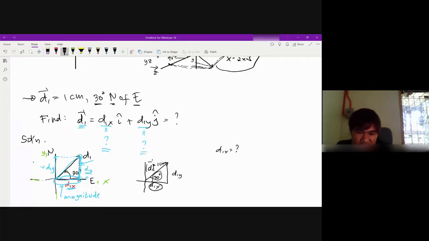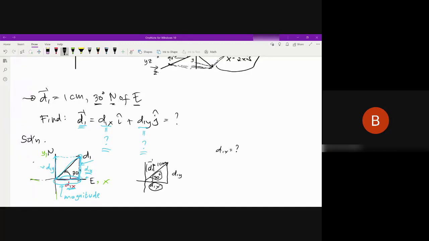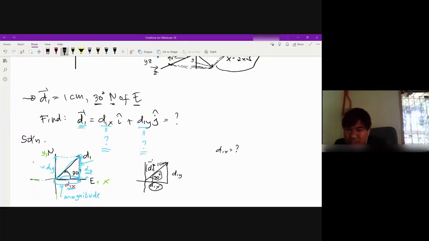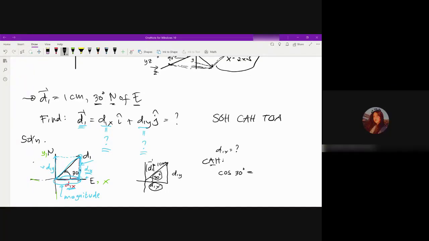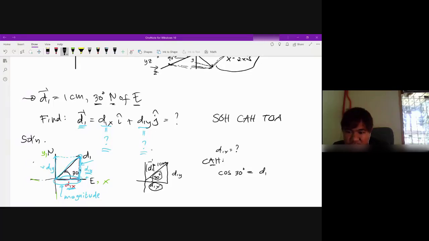The angle is given. In relation to the angle, D1x is the adjacent side. So we apply cosine. Cosine of the angle 30 degrees is equal to adjacent over hypotenuse, which is D1x over the hypotenuse. The hypotenuse is the magnitude of vector D1, which is 1 centimeter.